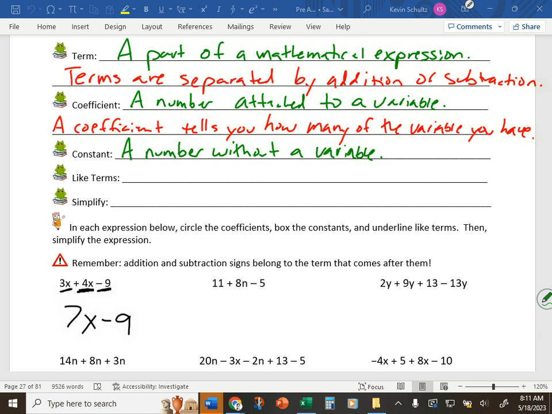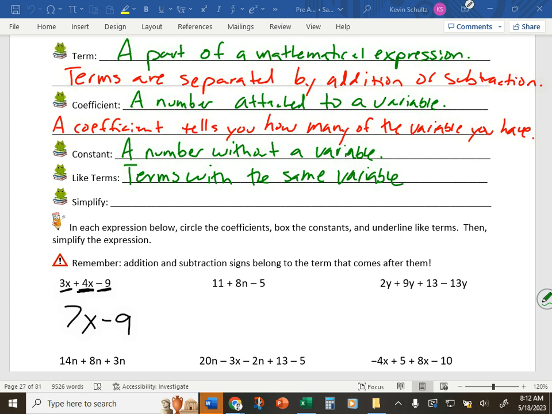Okay. So in this expression here, that negative 9 would be the constant. Right? It's the number without the variable. And we cannot combine variable terms with constants because the constant doesn't have a variable. Okay? Like terms are terms with the same variable. Okay? Terms with the same variable, such as 3x and 4x. They both have an x.